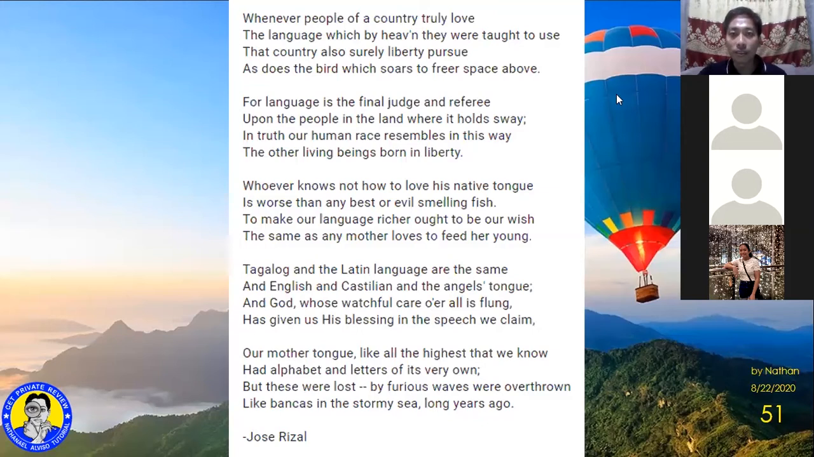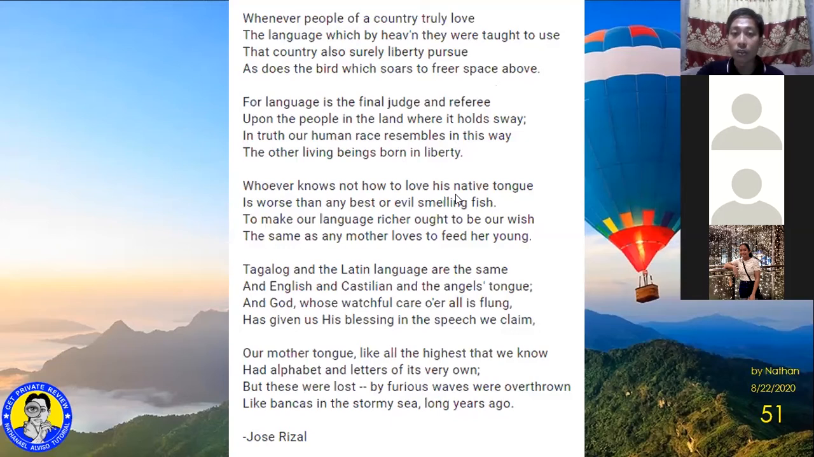Whenever people of a country truly love the language which by heaven they were taught to use, that country also surely liberty pursue, as does the bird which soars to freer space above. It basically means if you love freedom, you will also love your own language. For language is the final judge and referee upon the people in the land where it holds sway. In truth, our human race resembles in this way the other living beings born in liberty. Again, if you are free, then you are also free to use your own language.